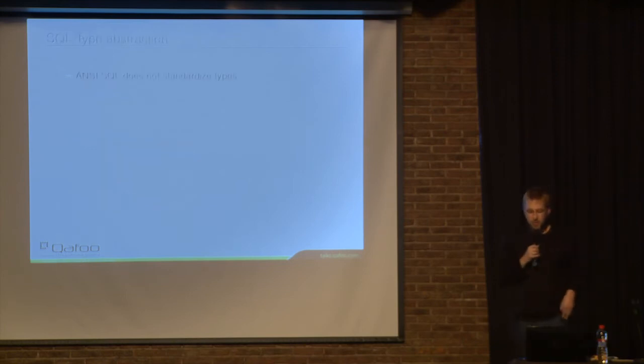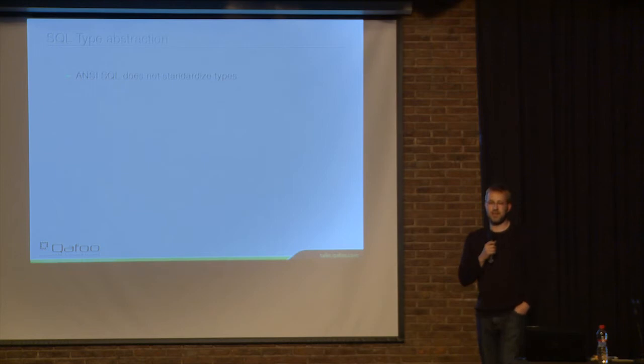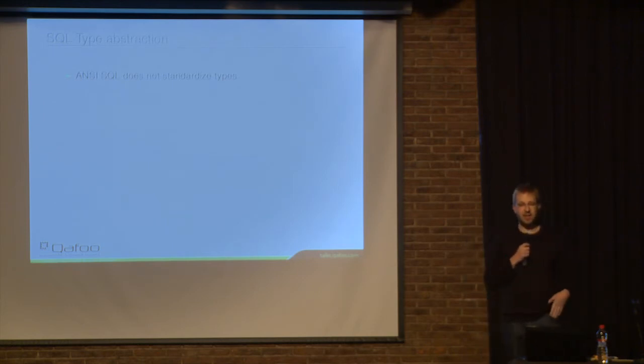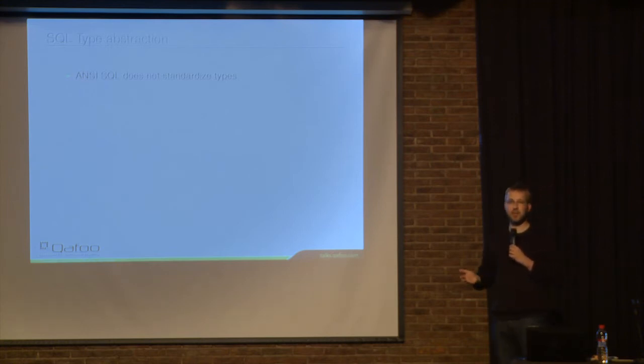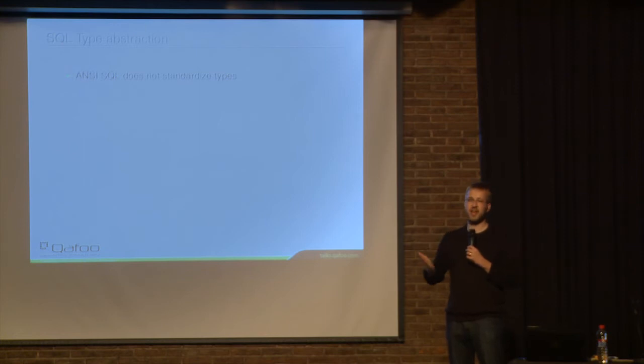So the next thing that we have seen, I've talked about this already, is the different types that exist in different databases. And since ANSI SQL does not standardize this, for Doctrine and the object relational mapper, we needed a way to make this the same for all the different databases. So if you use the object relational mapper, you want to define some database types without having to think about all the details of the different vendors.